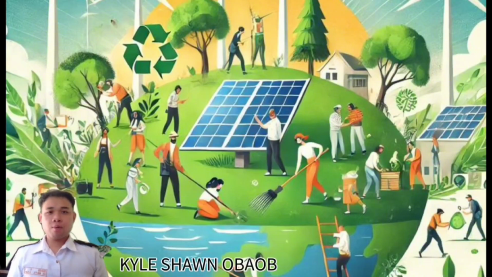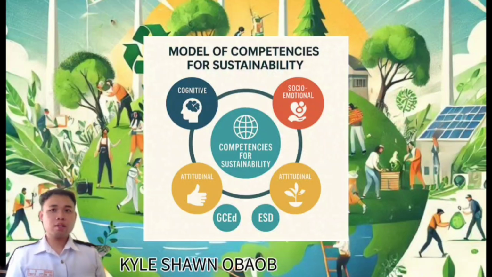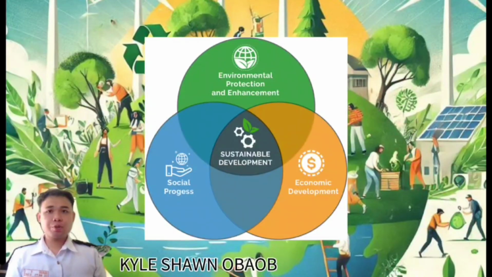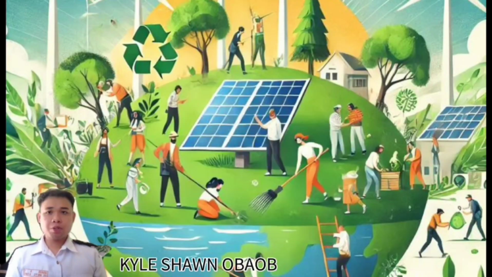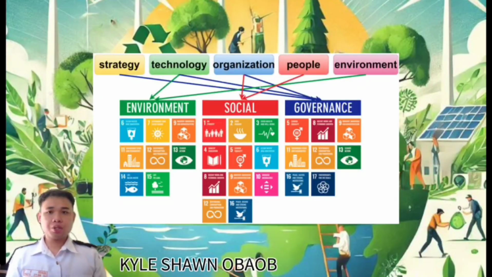So now, I will talk about our reporting. One of the widely recognized models of global sustainable development is the 3 pillars model, which emphasizes that sustainability can only be achieved when environment, economy, and society work together. This model highlights that countries should not focus on progress in just one area. Instead, they must create balance between protecting natural resources, ensuring economic prosperity, and improving social conditions.